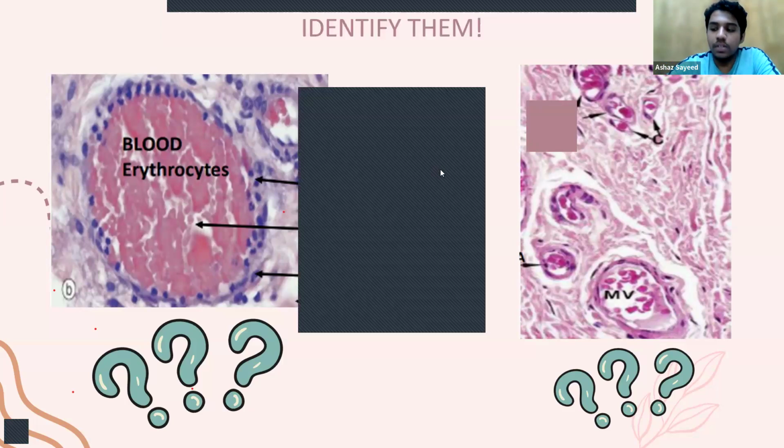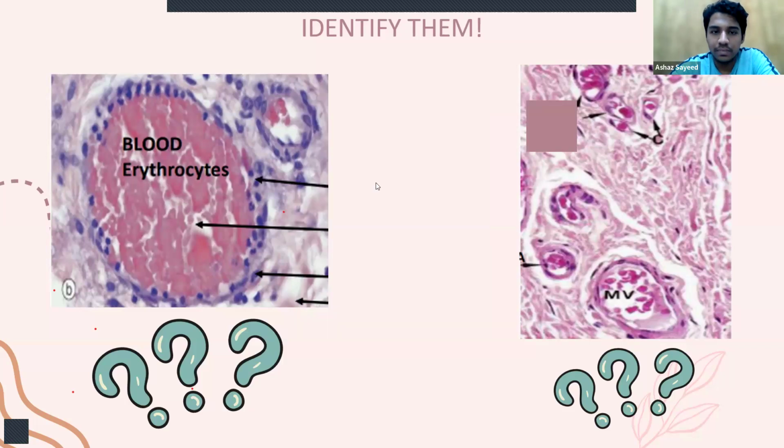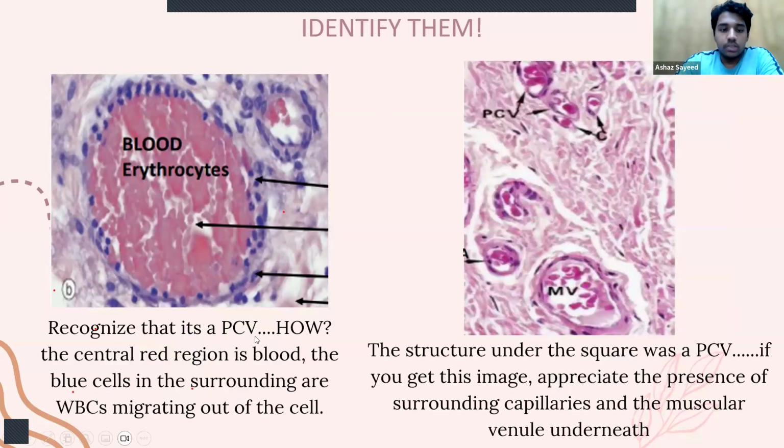Left is post capillary venule. Yes, left is post capillary venule. I gave you a hint right now: both of them are of the same structure. And someone guessed it as the post capillary venule, and yes, they're right. It is the post capillary venule. So, how is it a PCV? The central region is the blood. The blue cells in the surrounding you can see are actually the white blood cells which are migrating out. Now, the structure which was here under the square, that was the PCV.